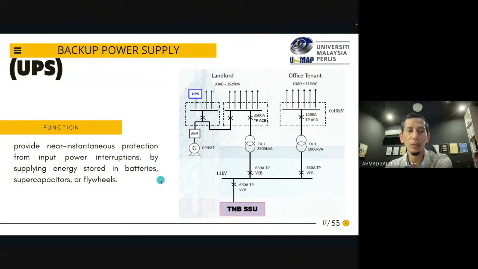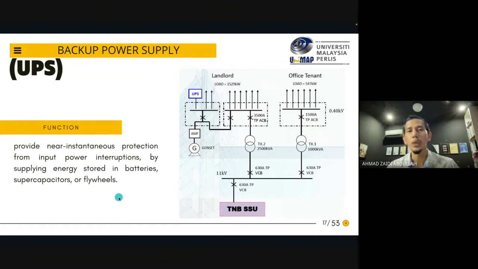Right now, in the design of a new, expensive UPS, they are using the super capacitor. So maybe next time the super capacitor will be used more, because I see the market is increasingly changing to super capacitor.